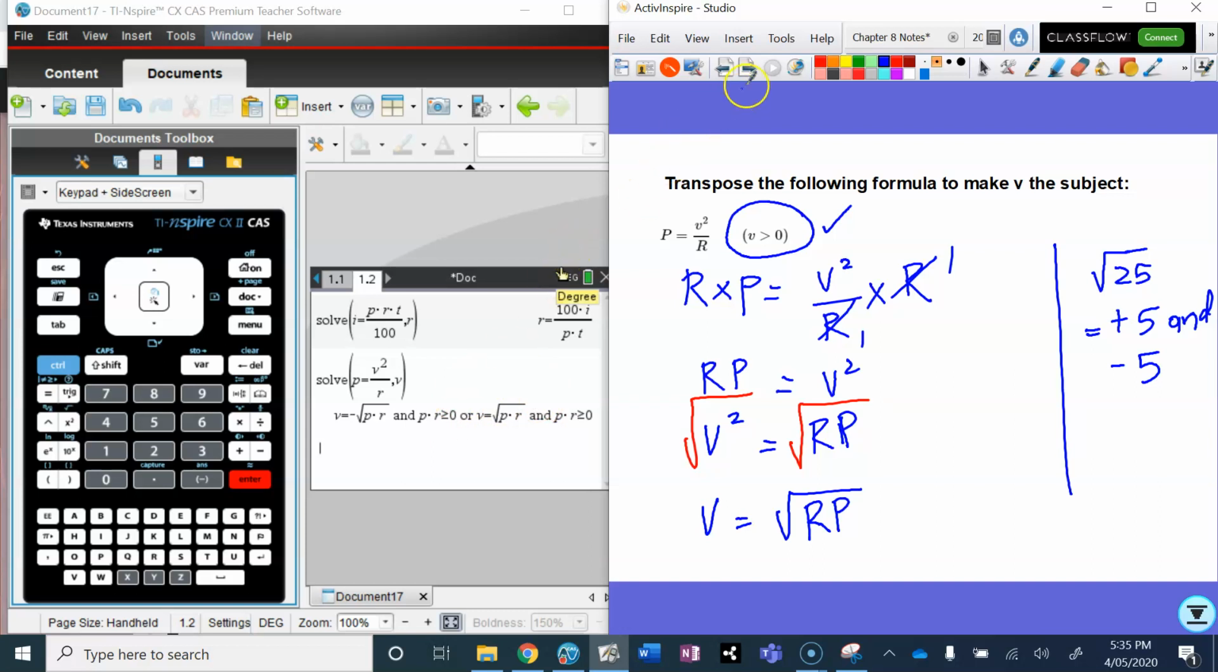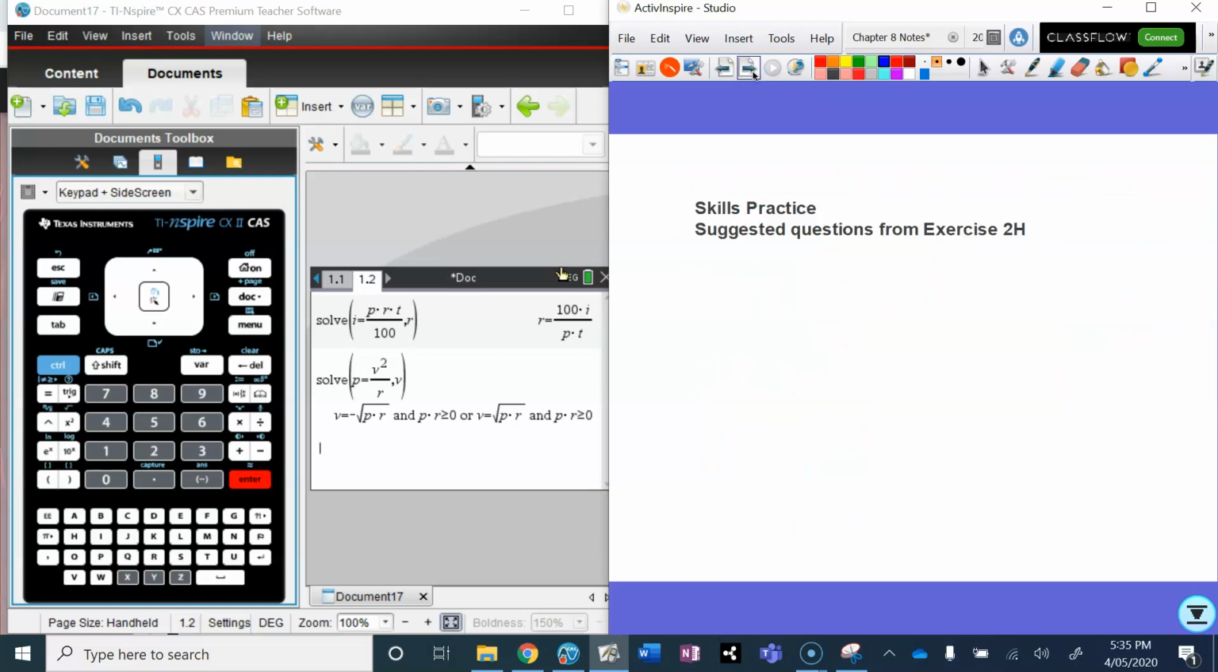When you think you've got that skill under control, using solve maybe to check your answers and using by hand algebra to actually get your answers, there's some more questions from exercise 2H in there suggested. Question 4, a few suggested examples to try to get that skill up to scratch.